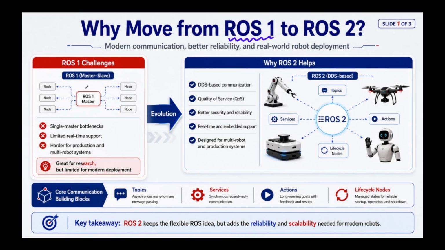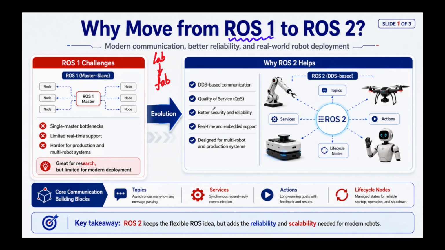Robots moved from controlled research laboratories into factories, warehouses, hospitals, farms, and public environments. Modern robots may use several computers, wireless networks, cloud servers, many sensors, or even multiple robots working together. These systems need more flexible communication, better reliability, improved security options, and stronger support for real world deployment. ROS2 keeps the successful modular idea of ROS but updates the foundation for modern robotic systems.